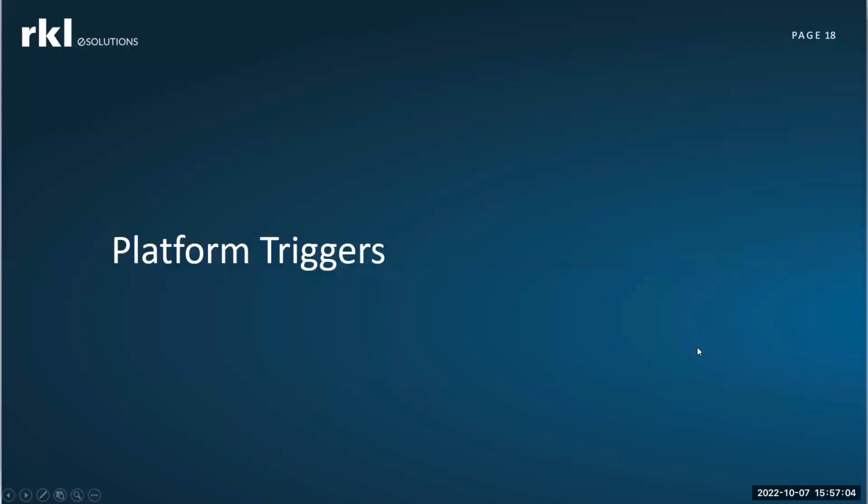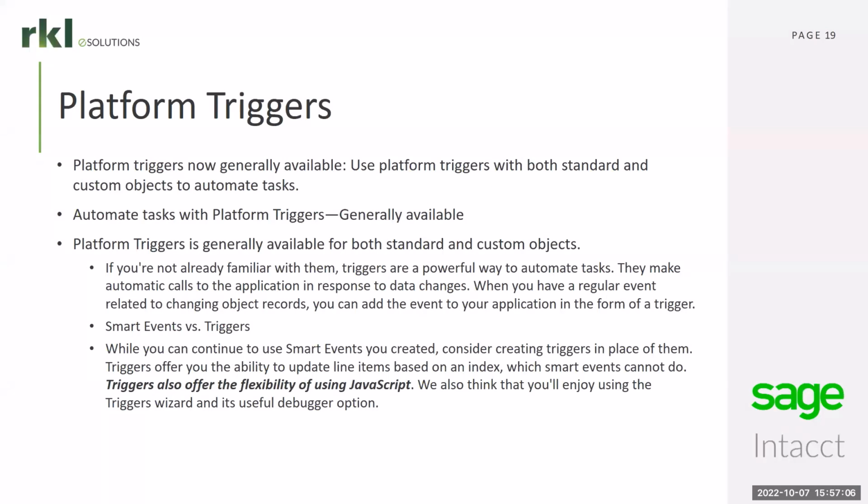And Sage Intacct has now brought in platform triggers. Platform triggers are now generally available. They closed from early adopter. The use of them with both standard and custom objects to automate tasks. Platform triggers are now available for both standard and custom objects.